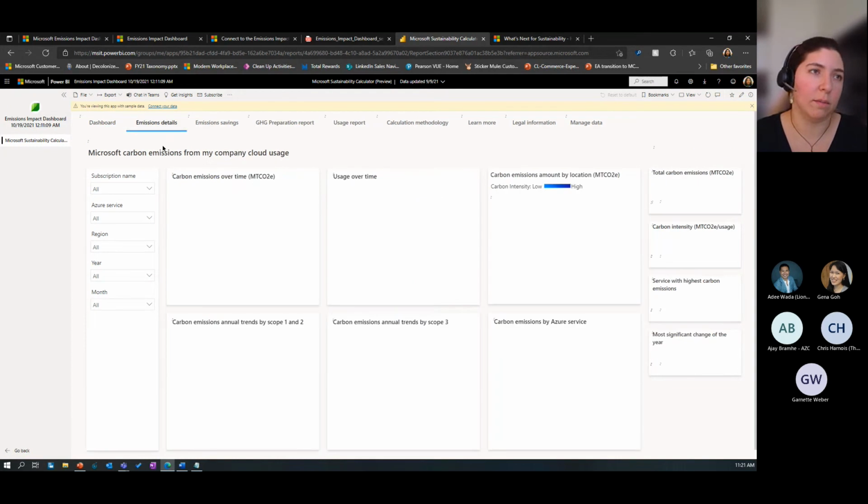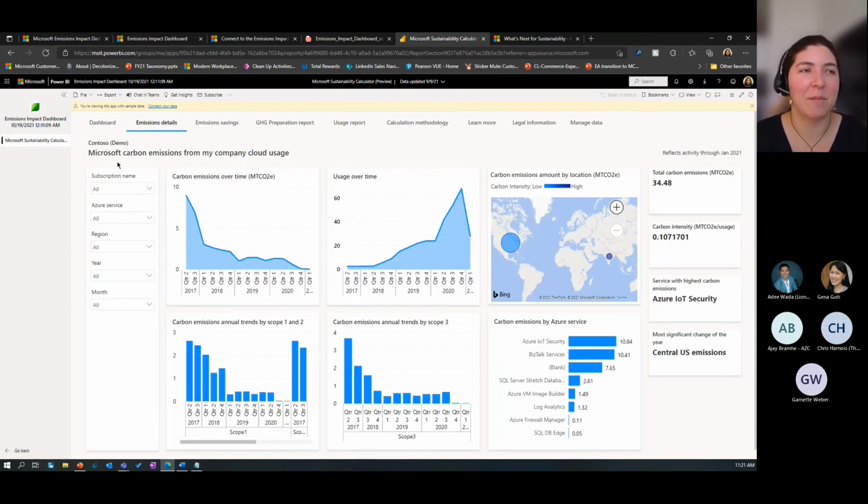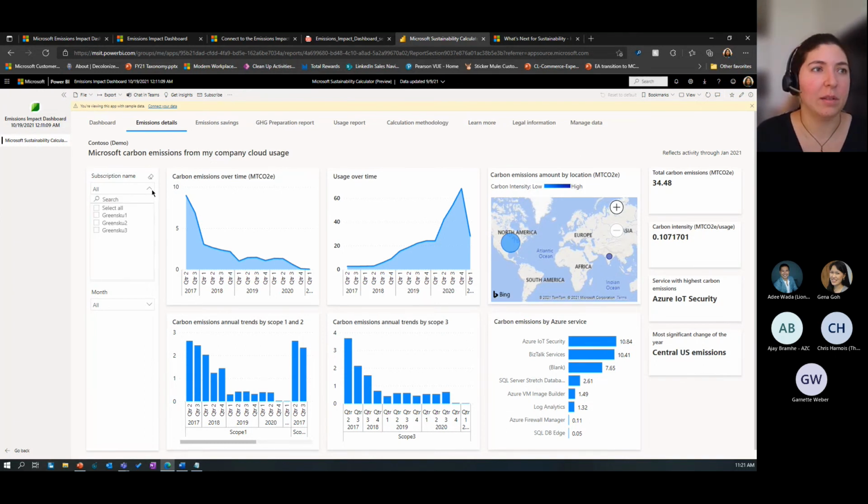And just a disclaimer, this is just a sample data, sample environment. This is not our data at Microsoft. So everything here is just sample data. You can play with it when you actually download the app yourself. It comes with the sample data. So you'll see this is not connected to your data. You will get this message that says connect to your data, but I'm not going to do that. So this next tab, the emissions details dashboard view.